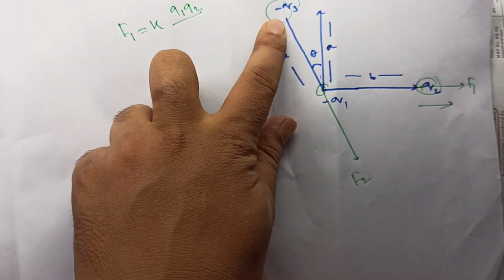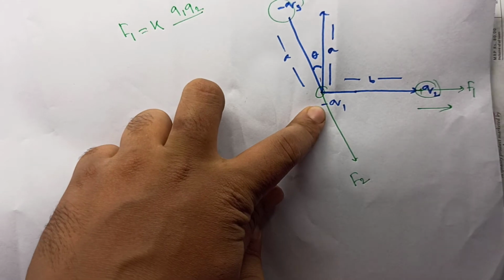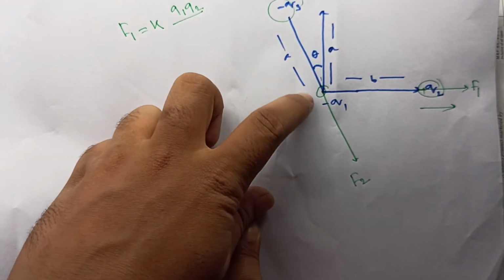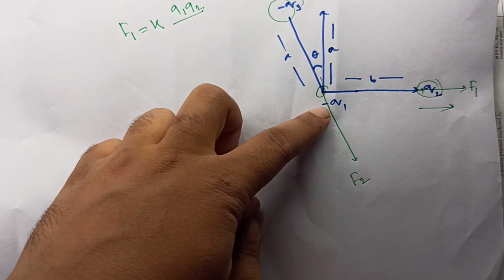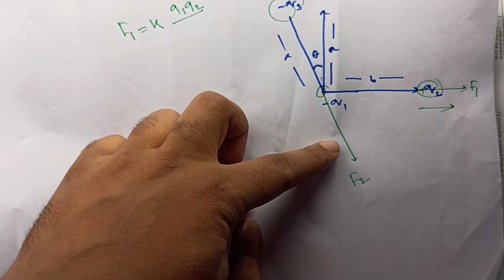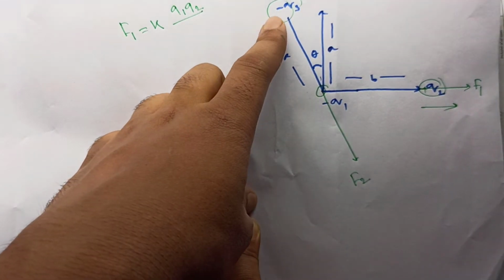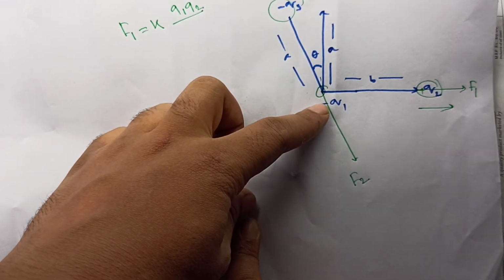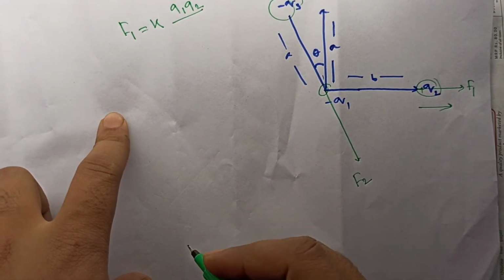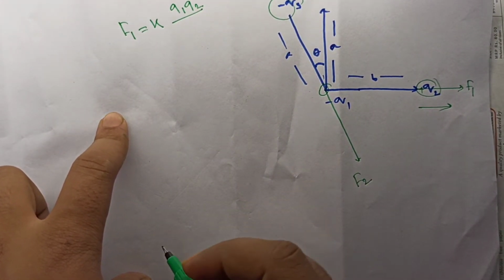What will be the direction of F2? Look, this is minus Q3 and this is minus Q1, right? Clear? So it will be attractive force or repulsive force? Definitely it will be a repulsive force. What will be the direction of repulsive force? So minus Q3 charge will apply a force on minus Q1 along this direction. Clear? Got it?